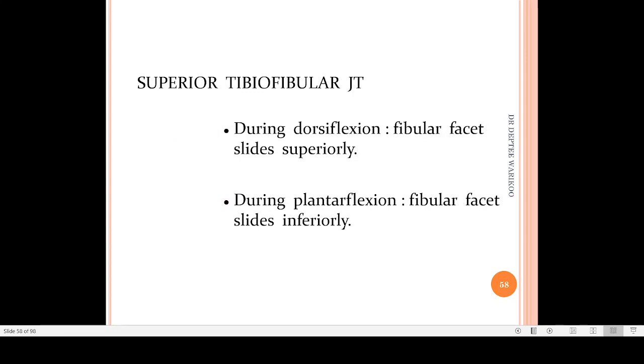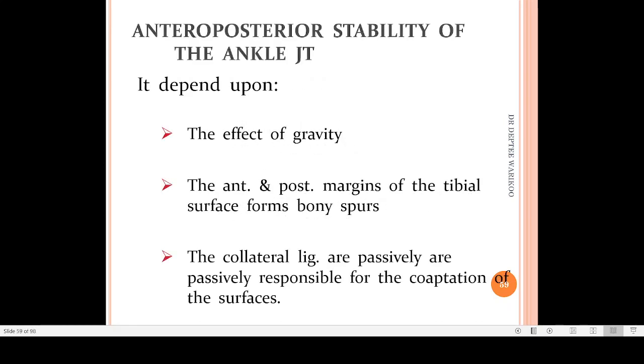Next is the superior tibiofibular joint. During dorsiflexion, the fibular facet slides superiorly and during plantar flexion, the fibular facet slides inferiorly. Now, how is the anterior-posterior stability of the ankle joint taken care of?